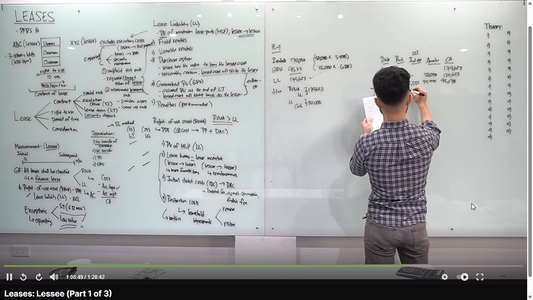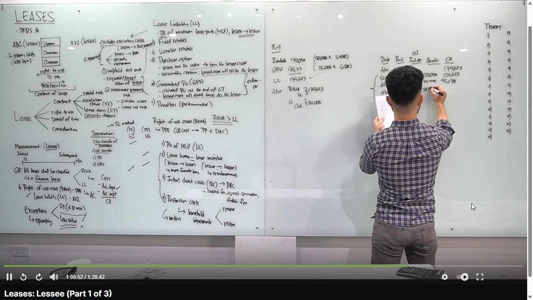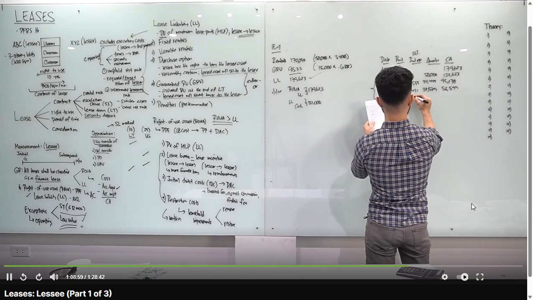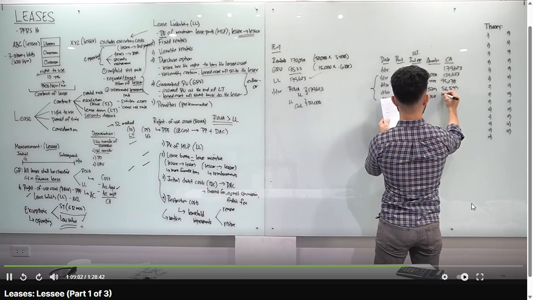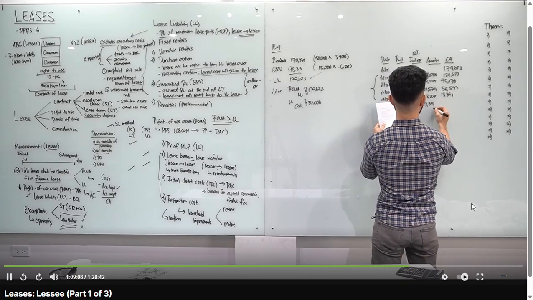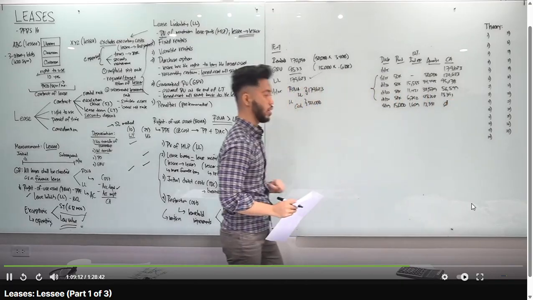For 2027, interest expense 11,421, amortization is 38,579, and carrying amount 56,599. Interest expense 2028, 6,792, amortization is 43,208, carrying amount is 13,391. And last year, 1,609 interest expense, amortization 13,391, and 0 carrying amount. So this is your amortization table.